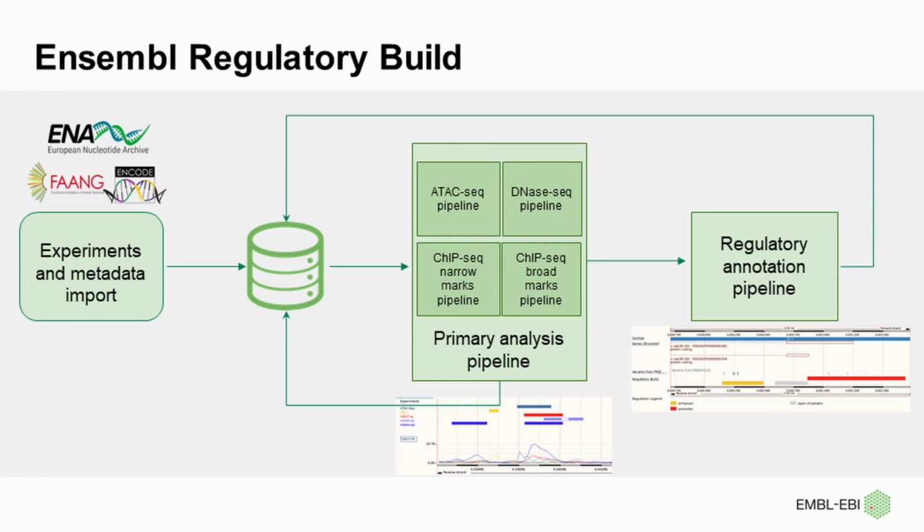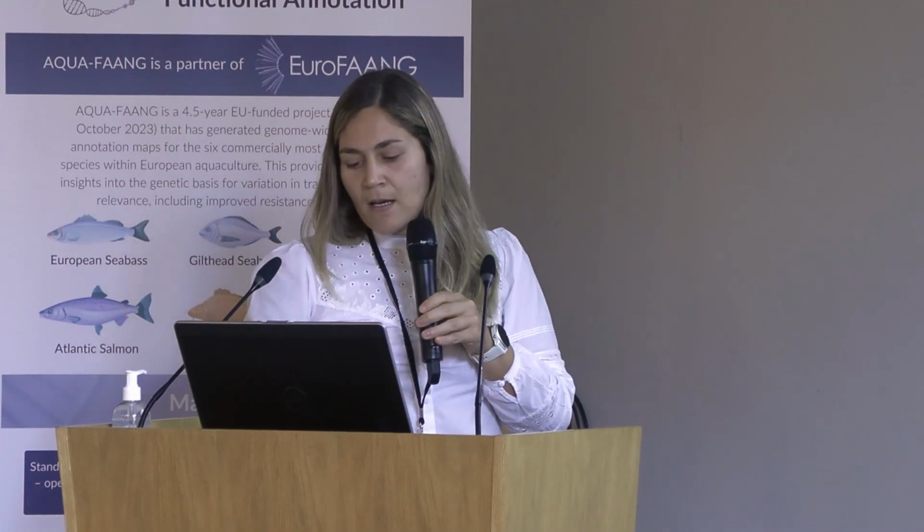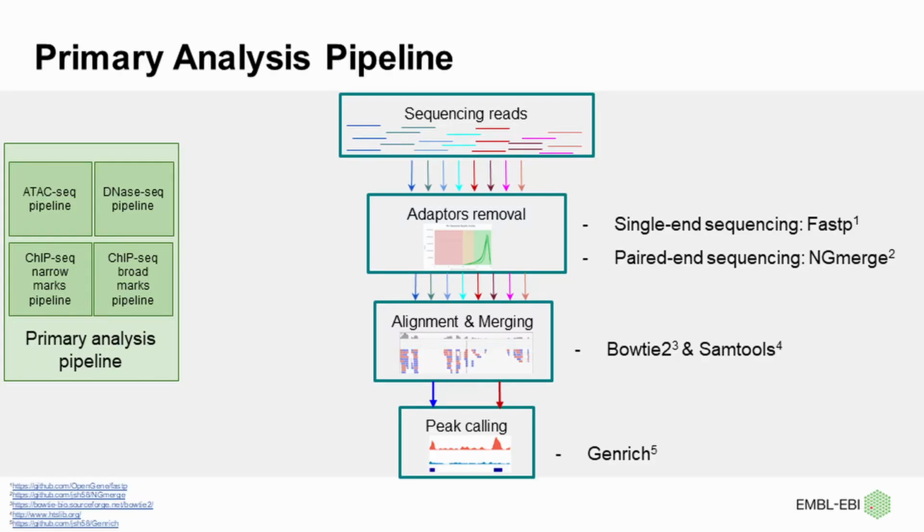This pipeline is aimed at producing high-quality data in terms of peaks and signal tracks from ATAC-seq and ChIP-seq experiments, which are then used for identifying these regulatory elements in the genomic regions. I want to highlight the main changes that we made in our pipeline for adapting it to the AQUA-FAANG data experiments.